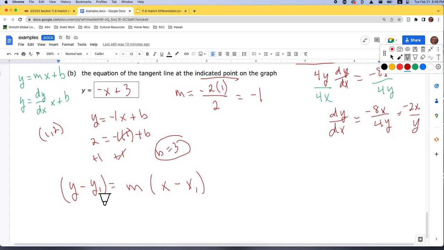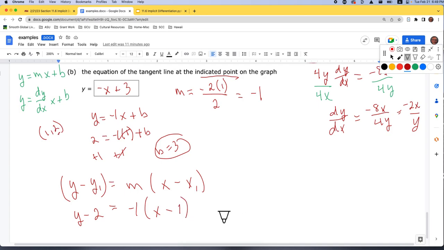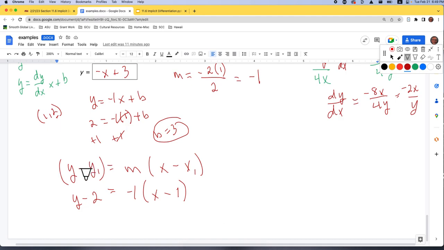And then what you do is you plug the points in for y1 and x1. So that's y minus 2, right? Because the y is 2. The slope we've got is negative 1. And then x is 1. It should give us the same answer. So I distribute the negative 1. That gives me a negative x, and a negative times a negative is positive 1.